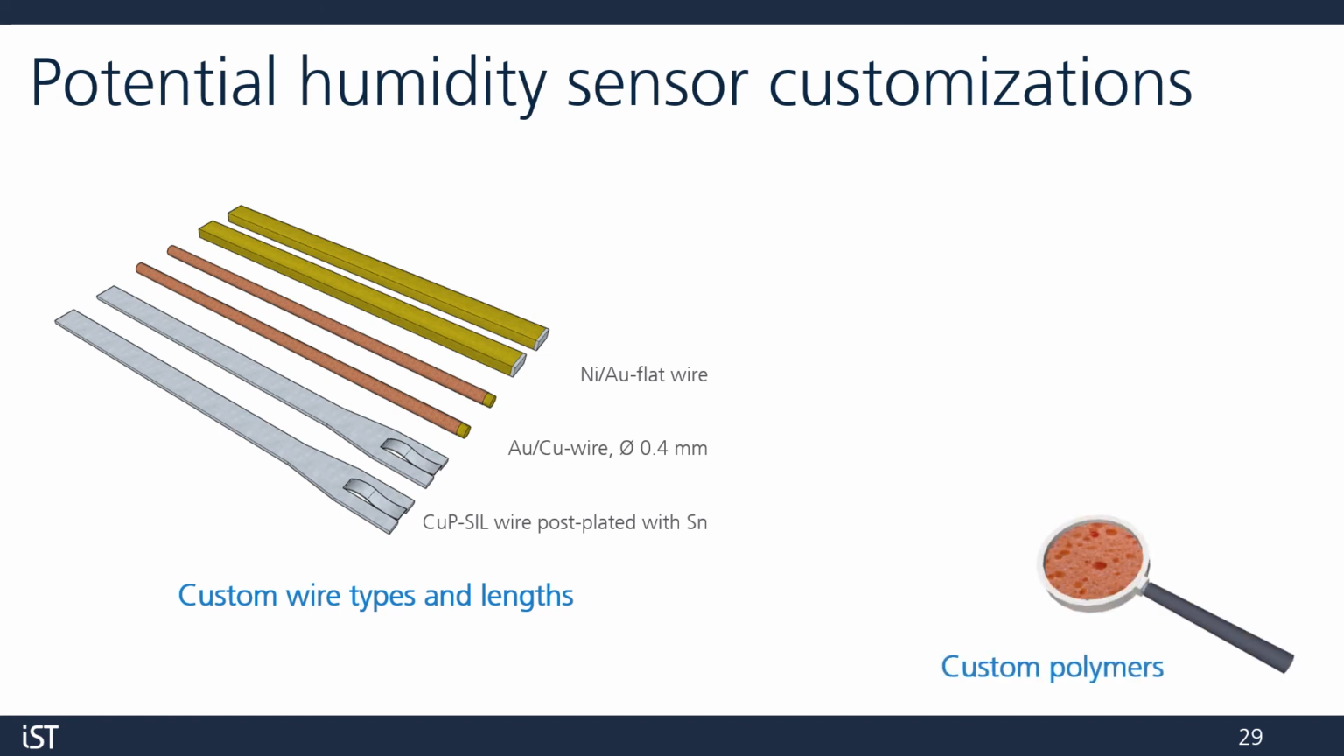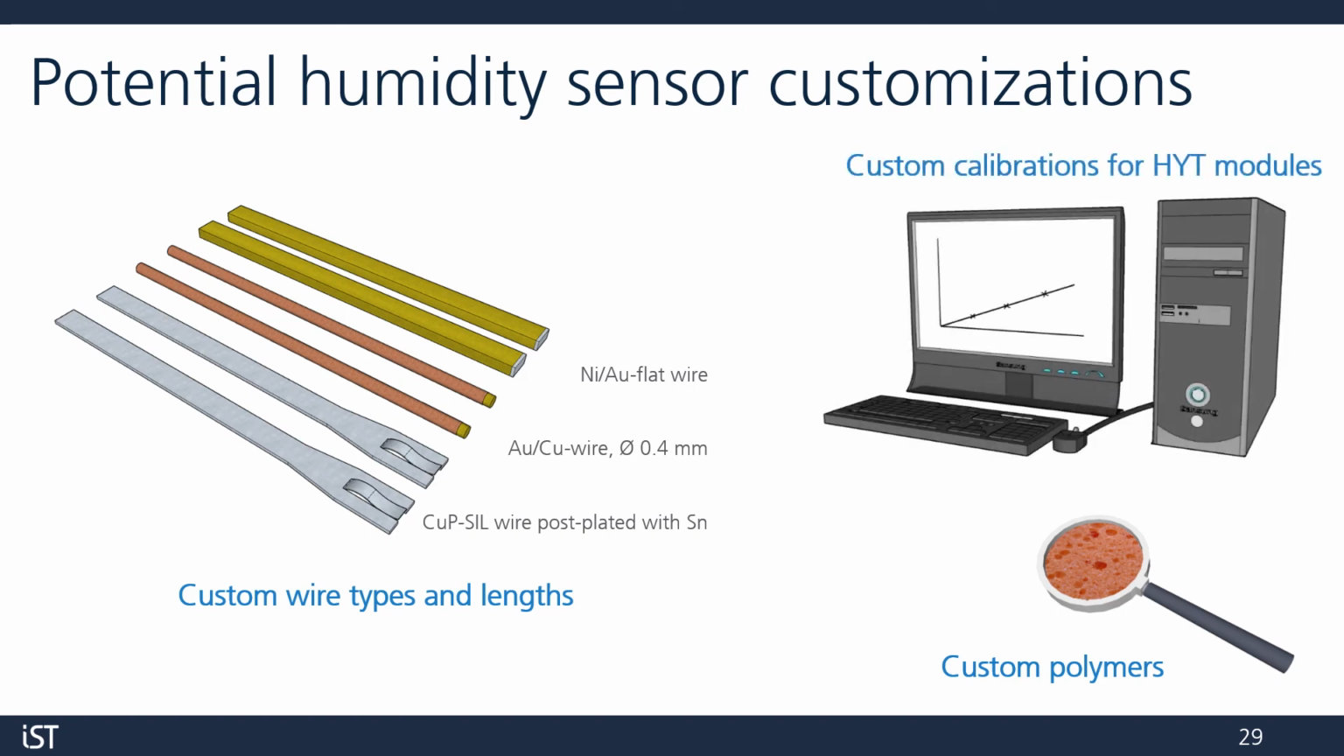We can also customize the polymer itself. This changes the dielectric constant and influences the sensor behavior so we can fine-tune it in your application. Another way we can customize an HYT module is by using different calibration values based on your particular application. We have finely controlled humidity and temperature chambers in-house, so this is no problem.